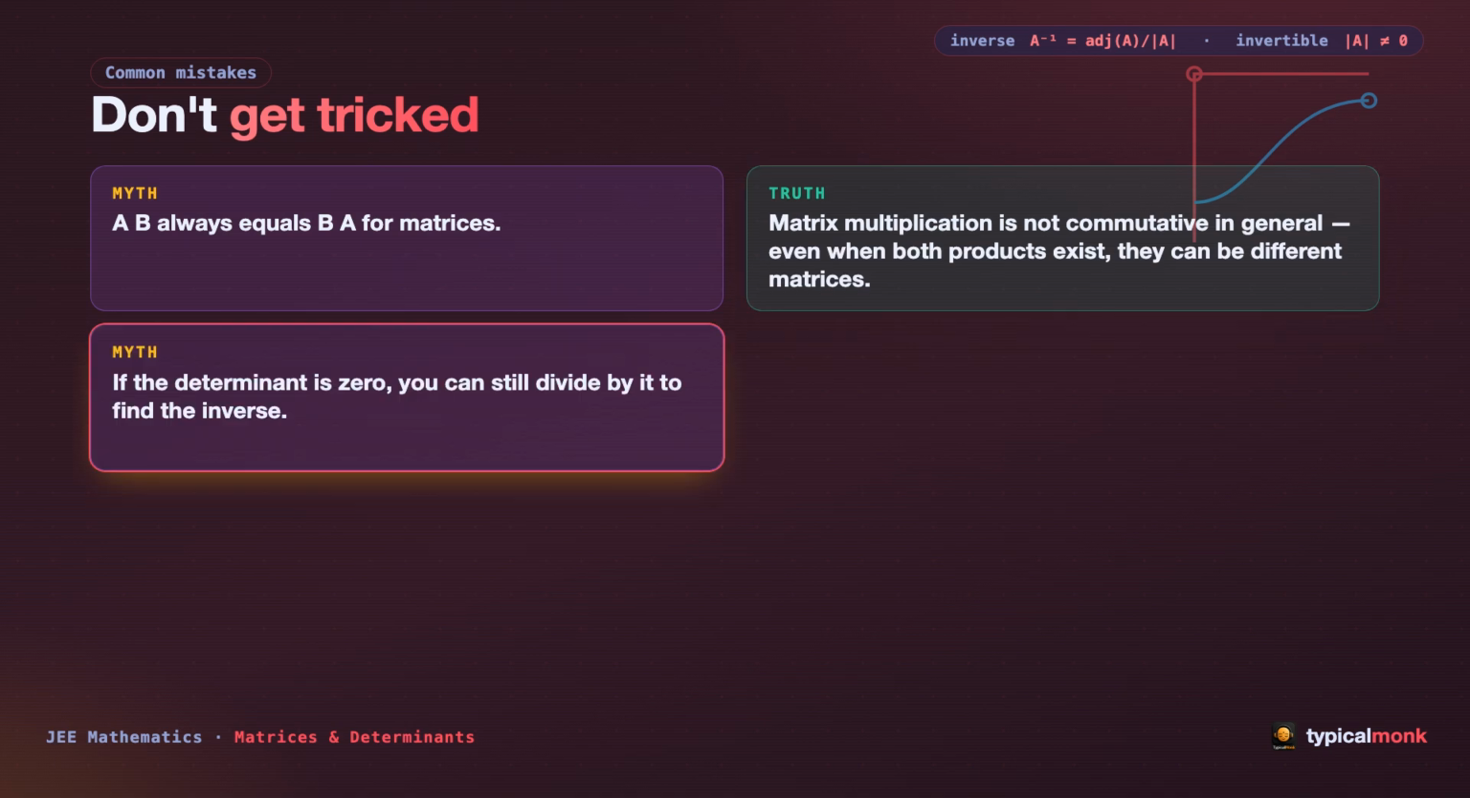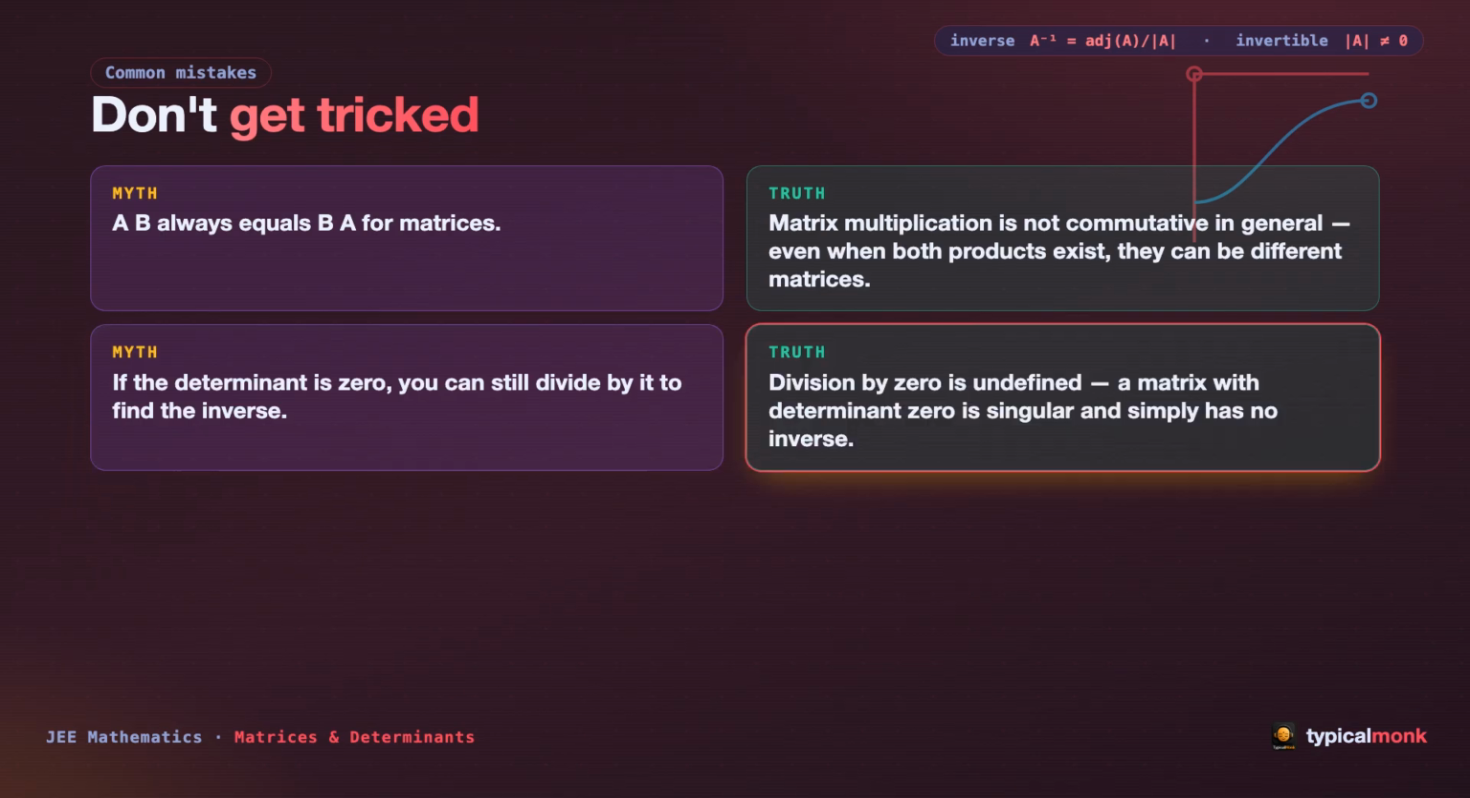Myth 2. If the determinant is 0, you can still divide by it to find the inverse. Surely the formula still works if you just push through. The truth: division by 0 is undefined, full stop. A matrix whose determinant is 0 is called singular, and a singular matrix has no inverse whatsoever. There is nothing to push through.